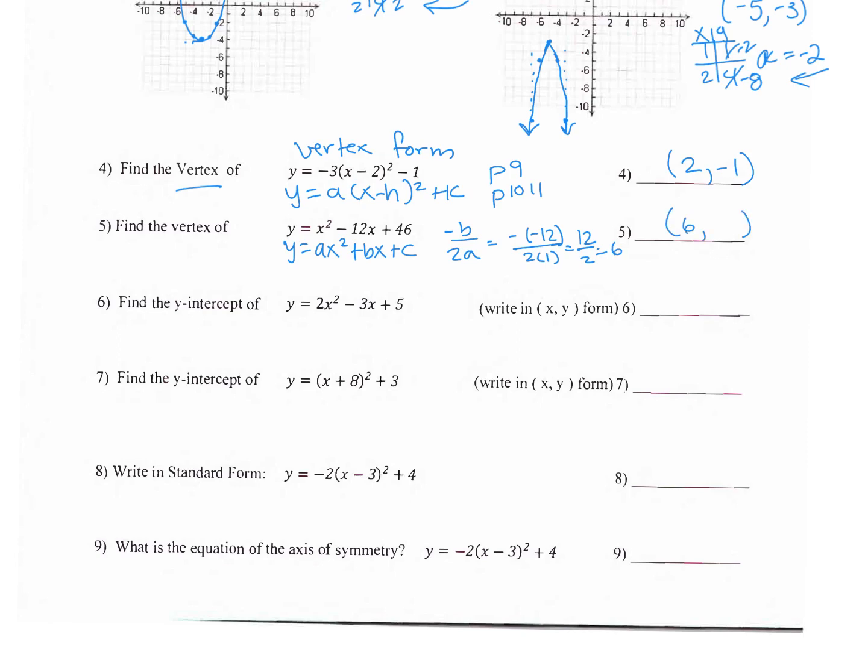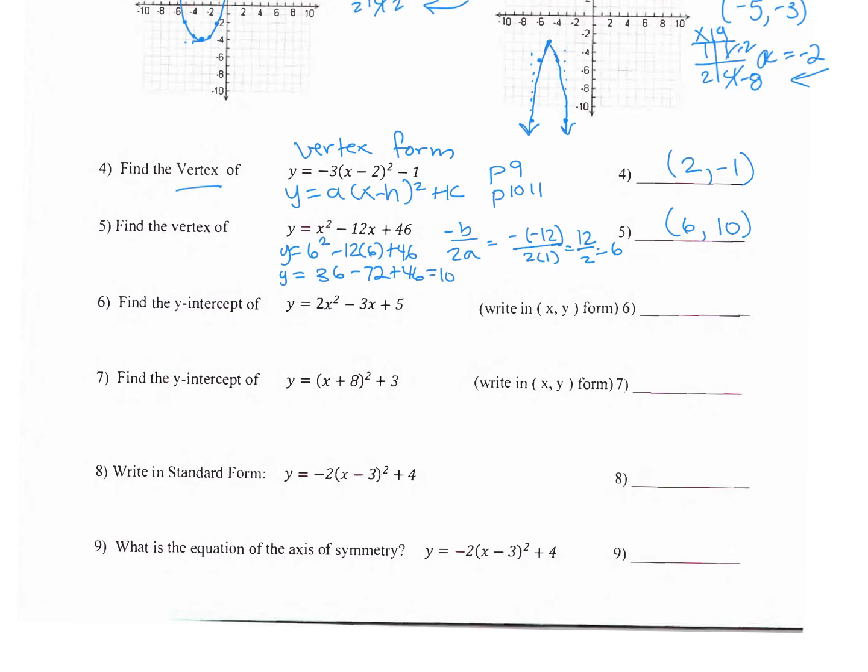And now I need to plug that 6 back in. I'm going to erase what I wrote right here so I can have a little bit of room. And let's plug a 6 in everywhere I see an x. So y equals 6 squared minus 12 times 6 plus 46. And so y equals 36 minus 72 plus 46. When I do all of that, I get a 10 for my answer for my y value.